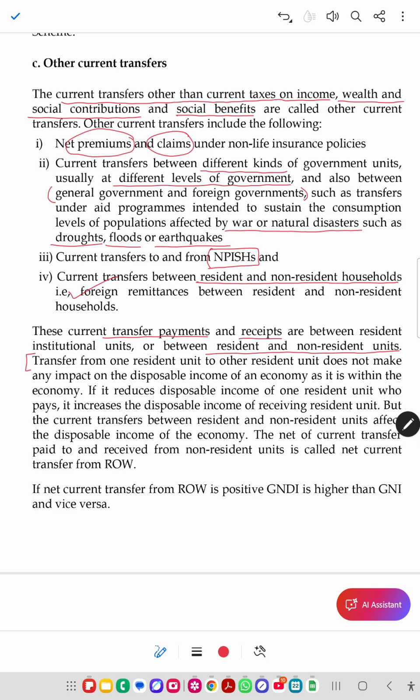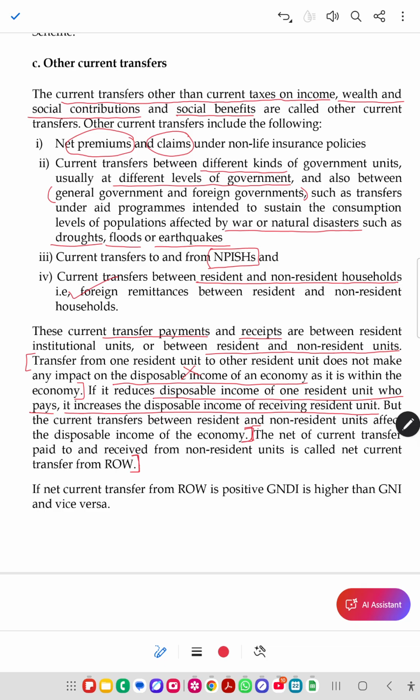Transfer from one resident unit to another resident unit does not make any impact on the disposable income of an economy as it is within the economy. If it reduces the disposable income of the resident unit who pays, it increases the disposable income of the receiving resident unit. But the current transfers between resident and non-resident units affect the disposable income of the economy. The net current transfer paid to and received from non-resident units is called net current transfer from ROW.